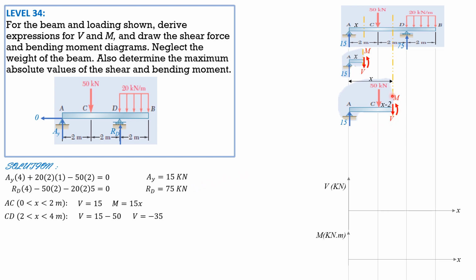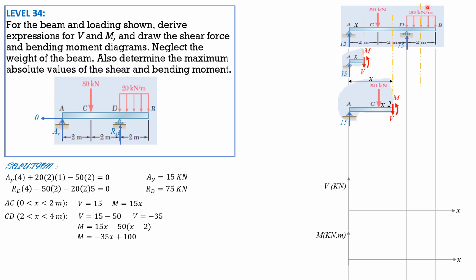Then moment is 15 times X minus 50 times X minus 2, quantity X minus 2. 15 times X minus 50, quantity X minus 2. Simplifying, the moment equation is negative 35X plus 100. And that is applicable for CD only, or 2 to 4.